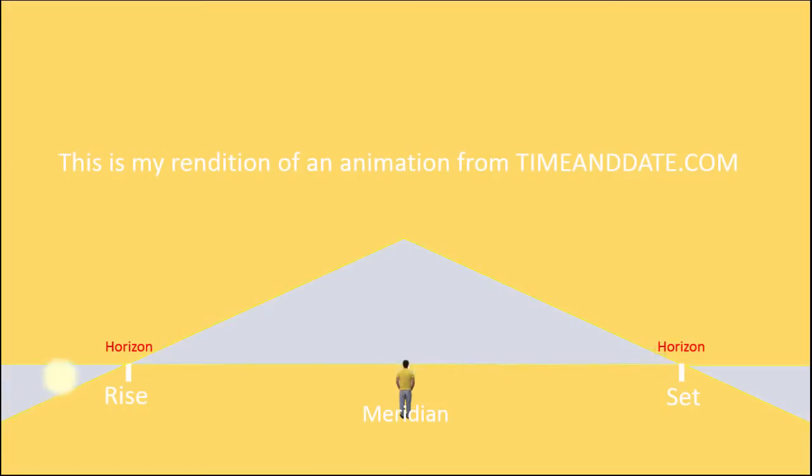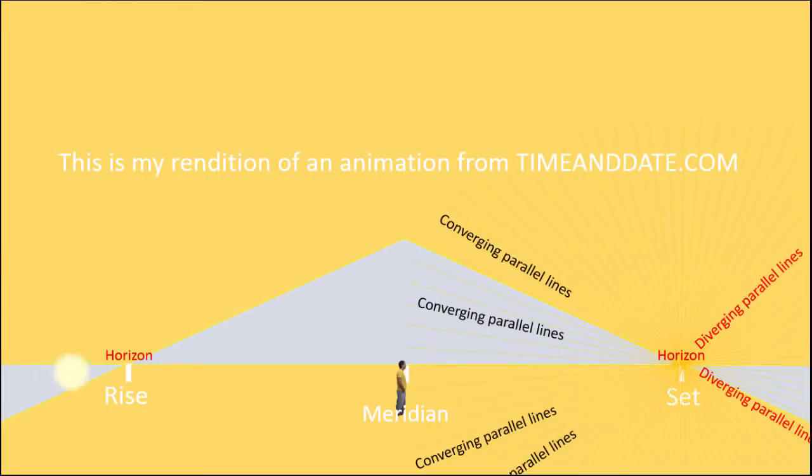Okay, here's a little illustration, a little cartoon, from a website called timeanddate.com. It's really funny that they would have a perfect illustration of a sun rising and setting on a flat earth due to perspective. You'll notice that it rises from below the horizon and sets below the horizon.